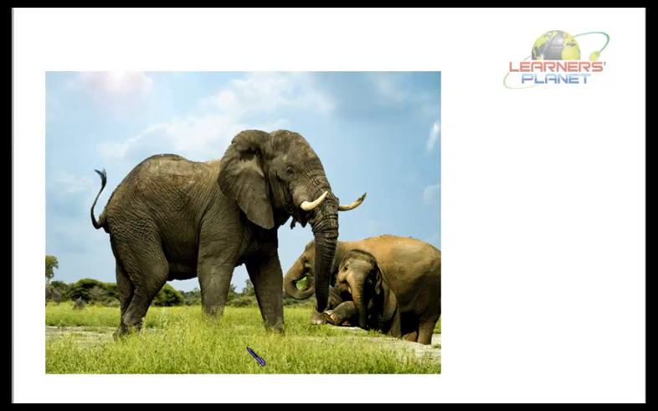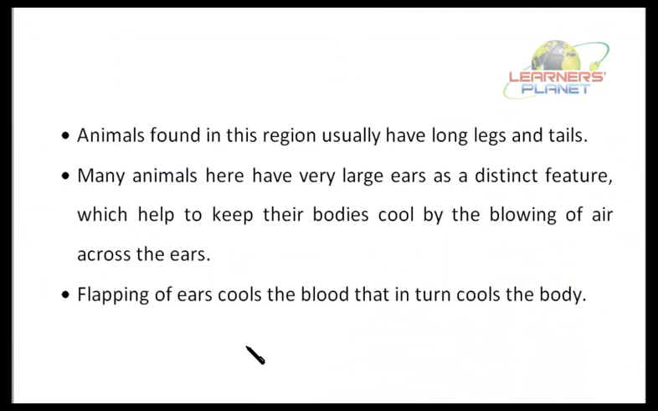These African elephants are animals found in this region of hot tropical and temperate climate, and they usually have long legs and tails. And many animals here have very large ears as a distinct feature, which help to keep their bodies cool by blowing air across the ears.